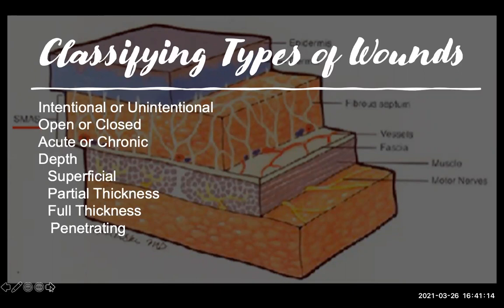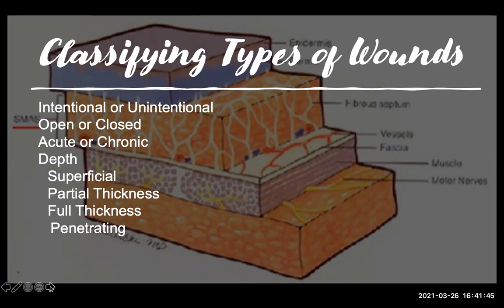Superficial would involve just the epidermis. Partial thickness would involve the dermal layer. When we get down to the dermis, the body has to regenerate new tissue to heal, so it's going to take longer to heal, and it's going to leave a scar when you get into the dermal layer.